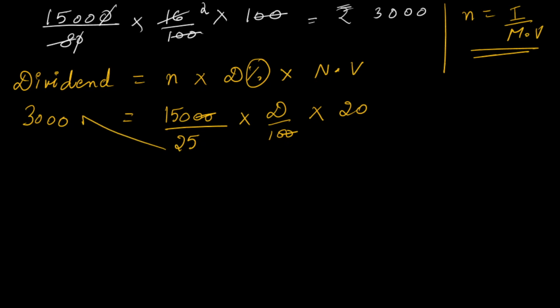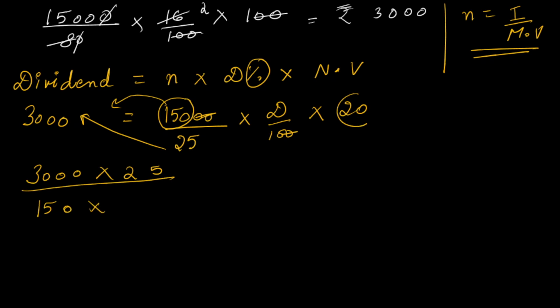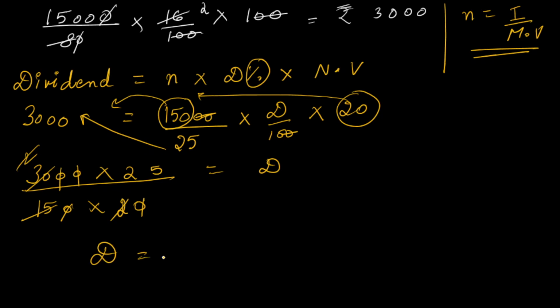Remaining things, let's shift. So 25, if I shift to the other side, it will get multiplied. So 3000 into 25. Then 150, if I shift to the other side, it will get divided. Again this 20, if I shift to the other side, it will get divided. It's equal to dividend. So here you can cancel. So 15 into 2, 2 and 2 will get cancelled, 25%. So dividend will be equal to 25%.